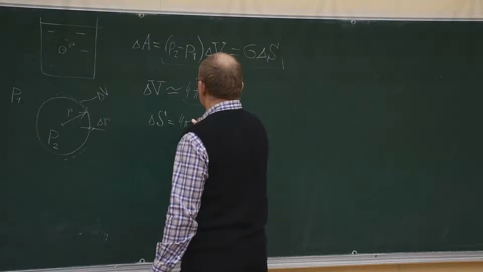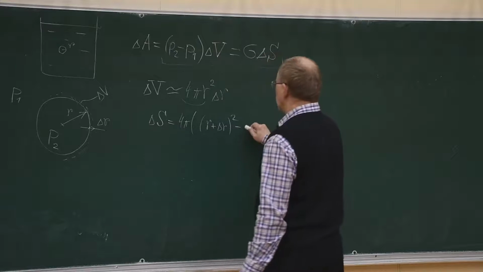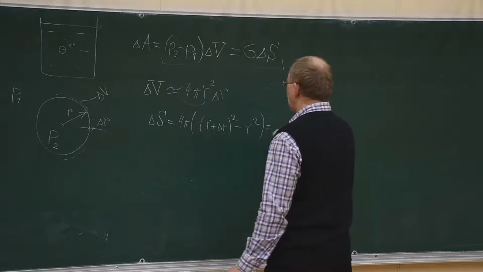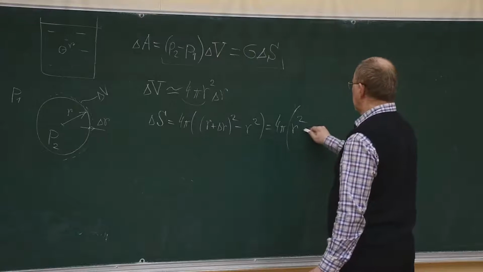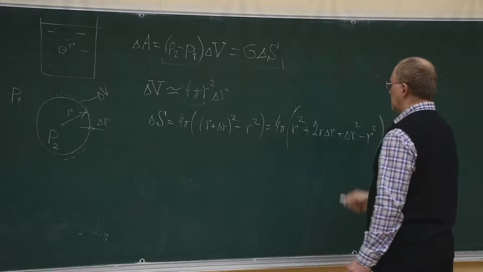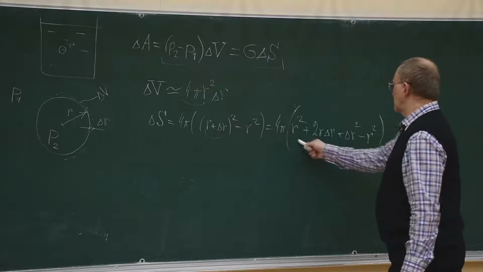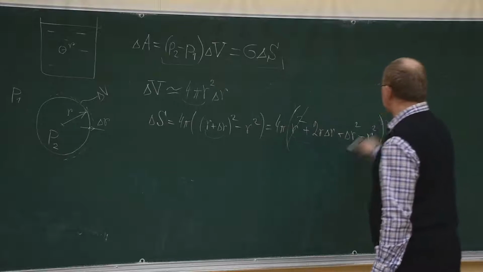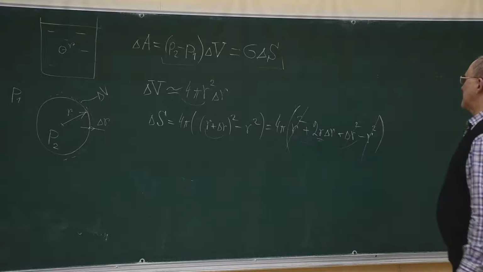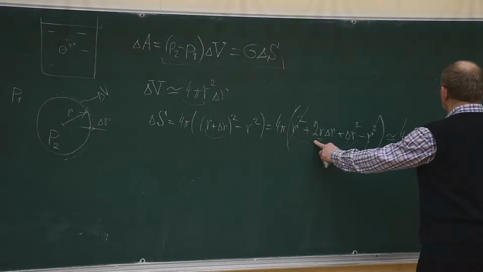Well, that will be 4 pi times the final surface area, (R plus delta R) squared, minus the initial surface area, R squared. If we open this round bracket, that will be R squared plus 2R delta R plus delta R squared minus R squared. R squared is cancelled in this formula, and delta R is so small that it can be neglected in comparison with the radius. So what remains here is 4 pi times 2R delta R.